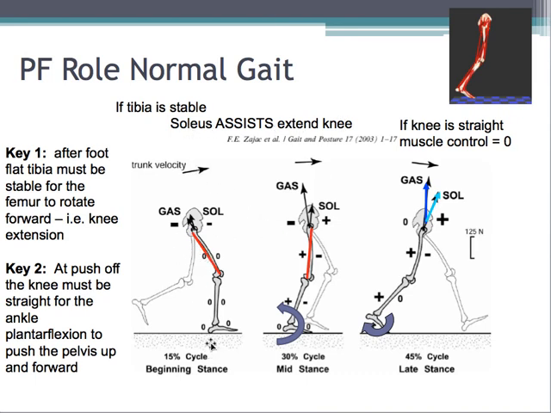So how does the ankle actually influence proximal muscles? That's what this slide is about. Key one is that once the foot's flat, the tibia has to remain stable, because we're going to have a very rapid movement of the femur forward. We can see it's angled back here, and then now it's even with the tibia, or we could say the knee is flexed here at the 15% point, and then as we move to 30% of the cycle, the knee is going to be relatively extended.